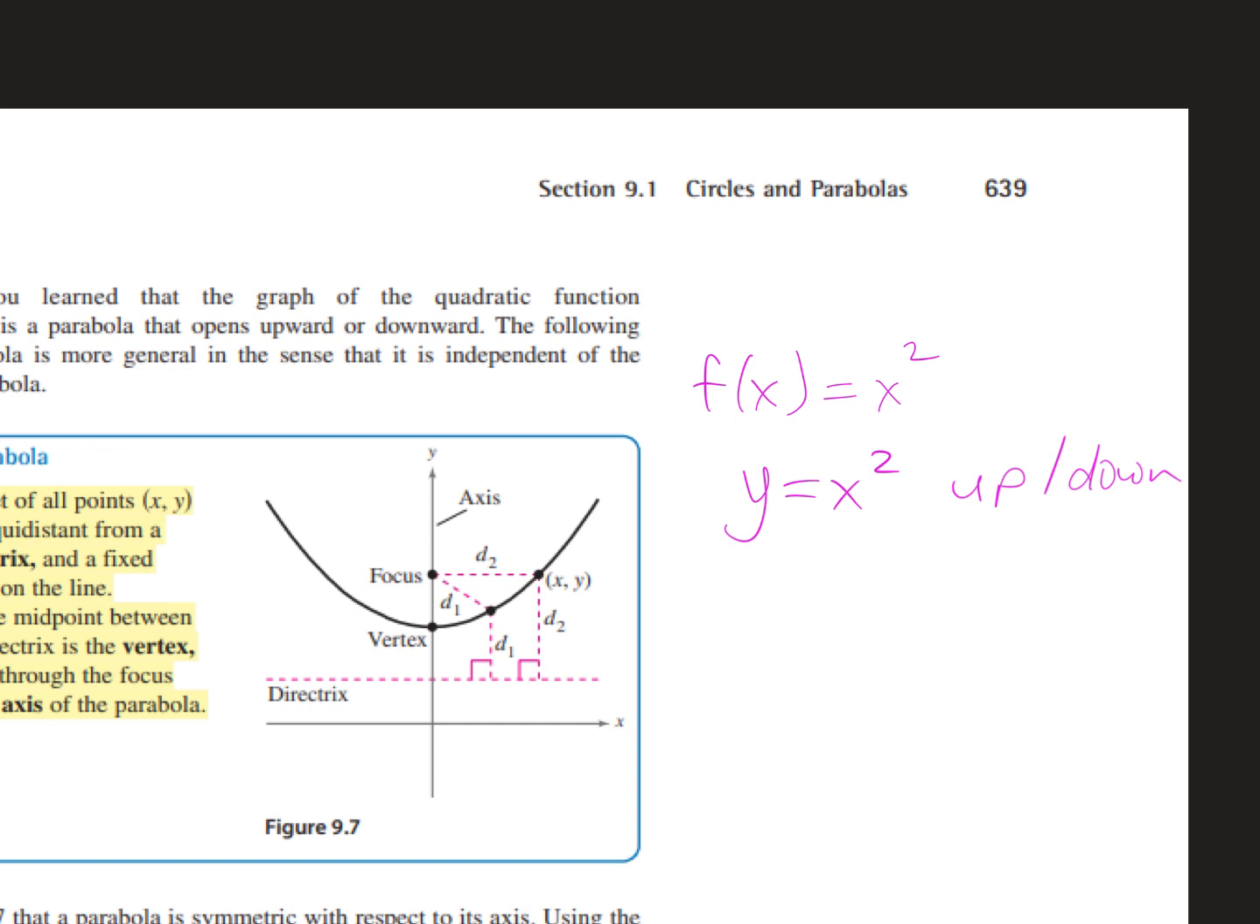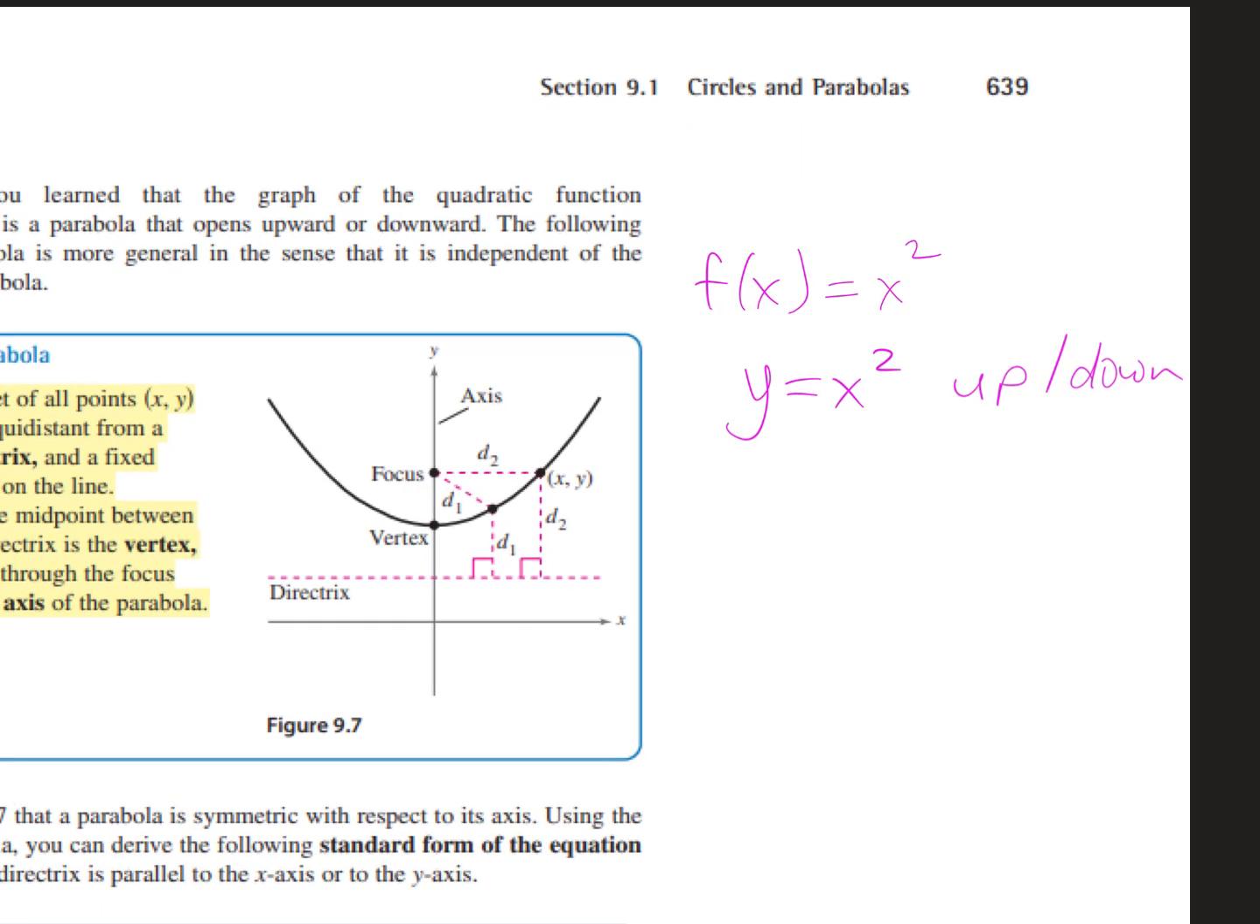We're also going to be talking about some sideways parabolas. What do you think the equation of a sideways parabola is? If the up and down is y equals x squared, what do you think the left and right one is? x equals y squared. Perfect. This is our left and right. Up is positive, down is negative. With left and right, what do you think is positive? What do you think is negative? Right is positive. It opens up towards the positive numbers. And so what is left?